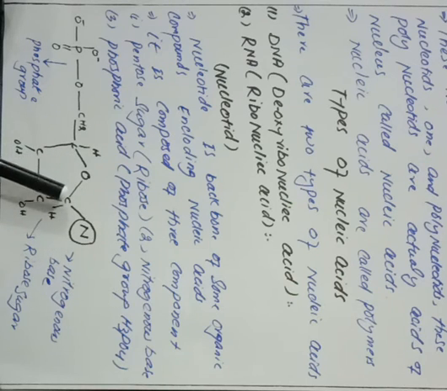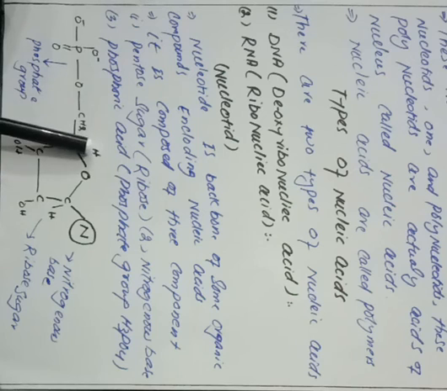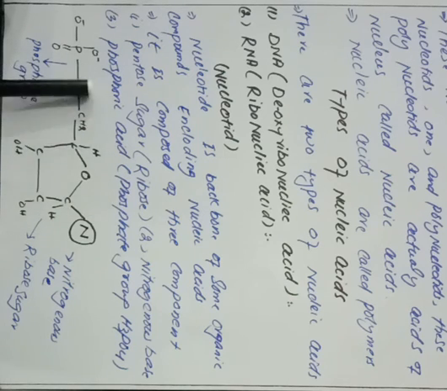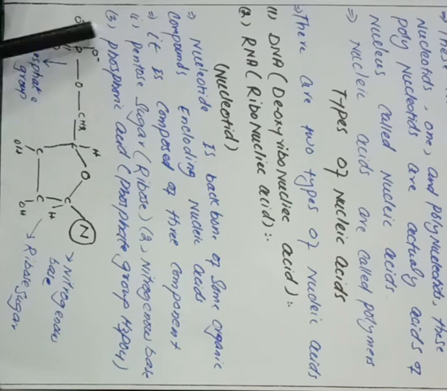Nitrogenous base is attached to carbon number 1, and for ribose sugar, the phosphate group is attached to carbon number 5 of pentose sugar. Nitrogenous bases have different types, which we will discuss in next lectures. This is the phosphoric group attached to carbon number 5. These two components are necessary at the positions carbon number 1 and carbon number 5.